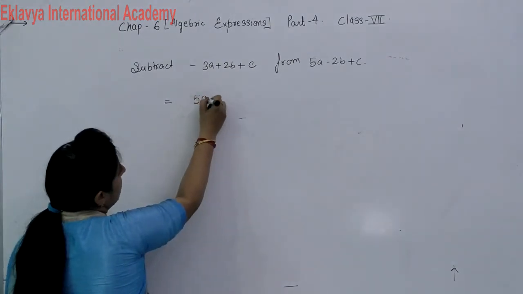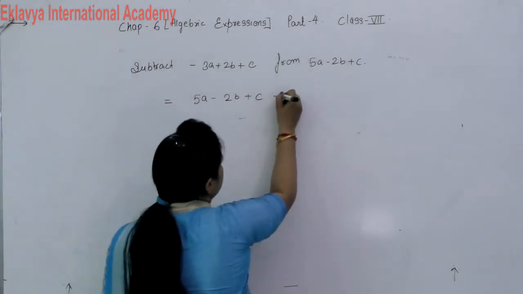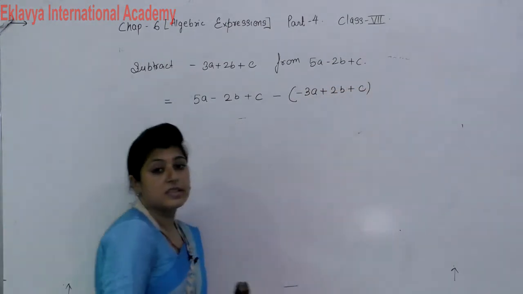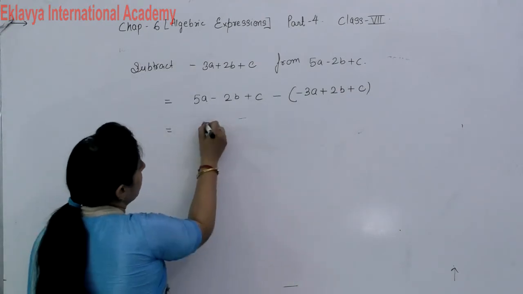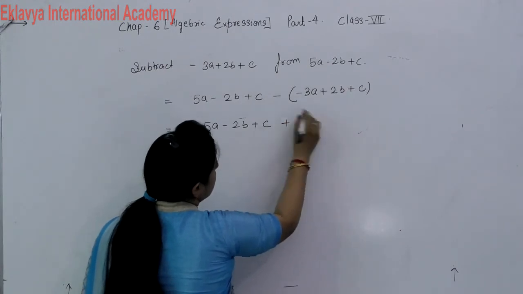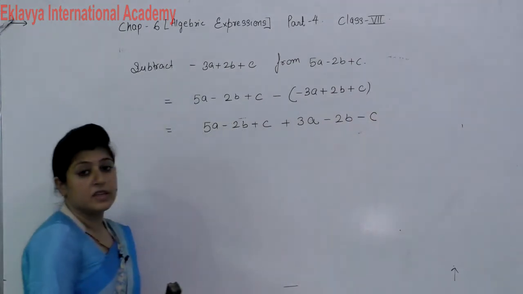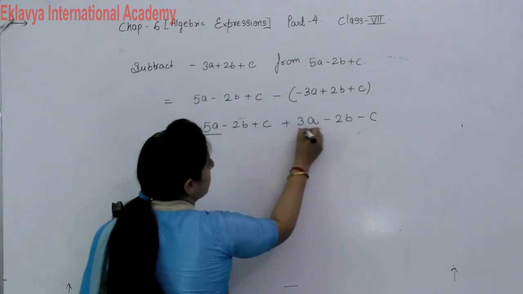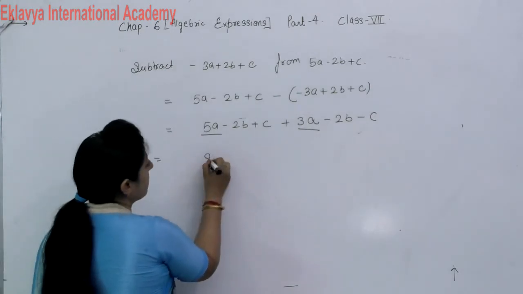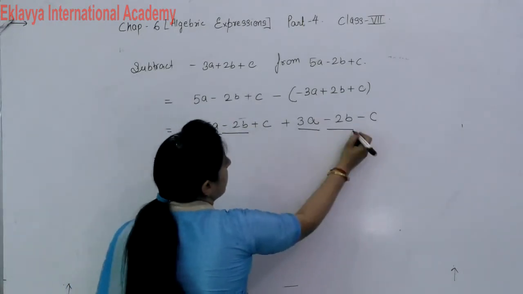Then firstly I write down 5a minus 2b plus c. We are doing subtraction. Put the subtraction sign and next take in bracket minus 3a plus 2b plus c. See now, 5a minus 2b plus c. Firstly change the sign: minus minus plus 3a, minus plus minus 2b, minus plus minus c. Now solve the like term 5a plus 3a. Now you know that we have to add only the numerical coefficient, then 5 plus 3 is 8a. I am writing directly 8a, minus 2b minus 2b.